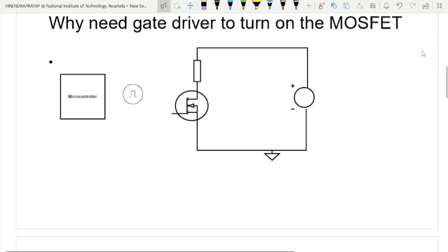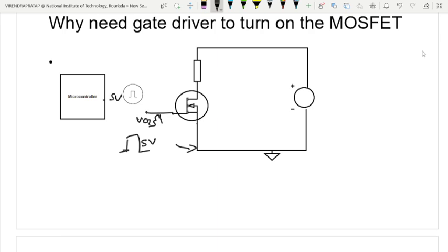Basically, why do we need the gate driver circuit to turn on the MOSFET? We can see here, on the left side is the microcontroller and on the right-hand side is the MOSFET circuit. I will explain with an example. Suppose to turn on the MOSFET, we need to apply a VGS voltage above the threshold voltage. Here I am taking the threshold voltage as 2.8 volts.